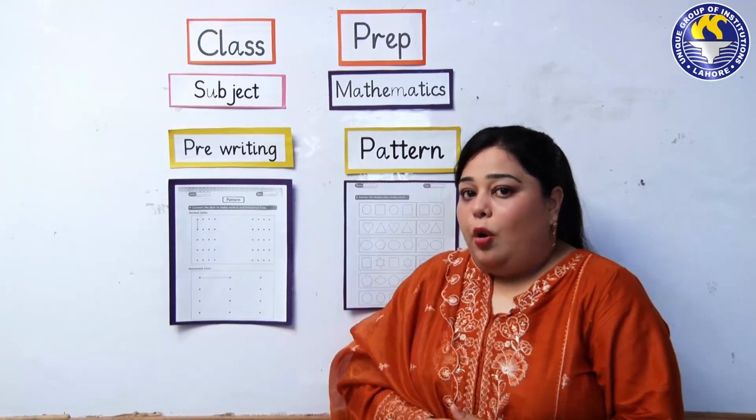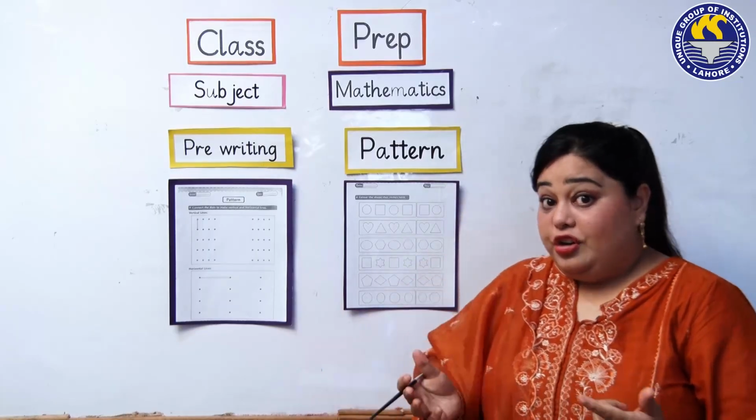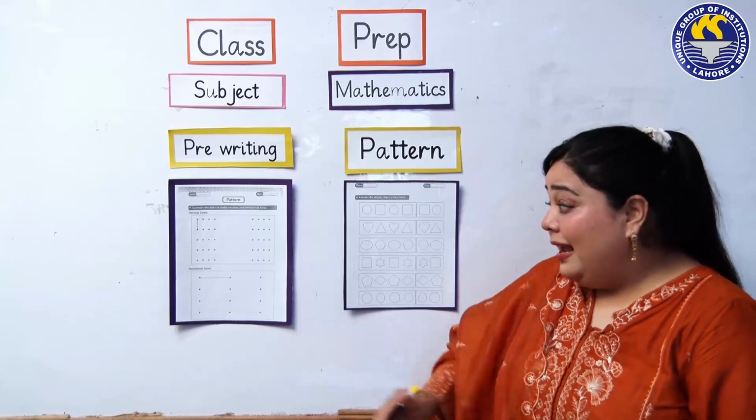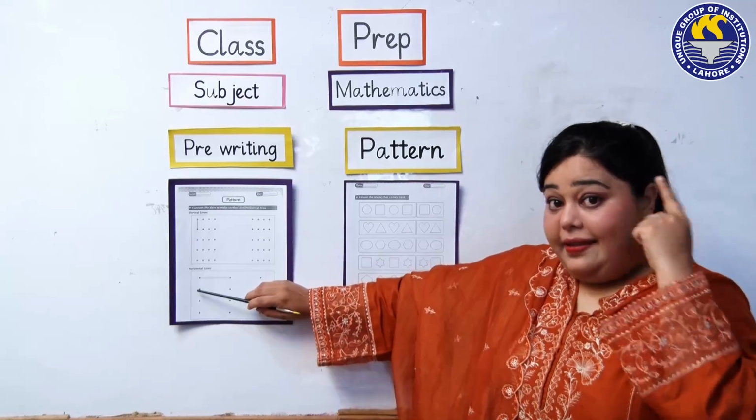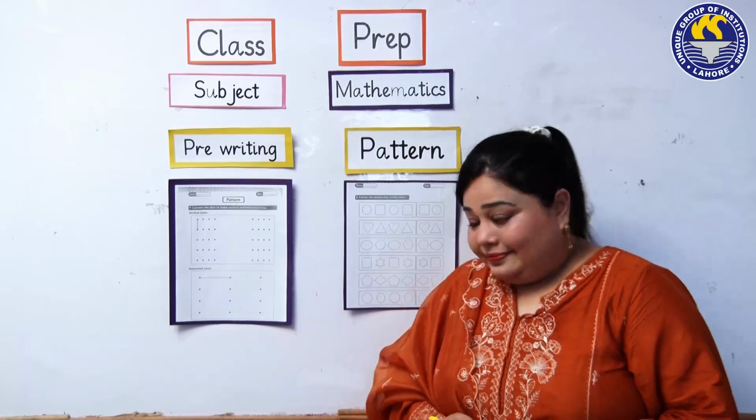And then comes the horizontal lines. So, it has an H in horizontal. So, H has a sleeping line. So, always keep in mind that sleeping lines are the horizontal lines.